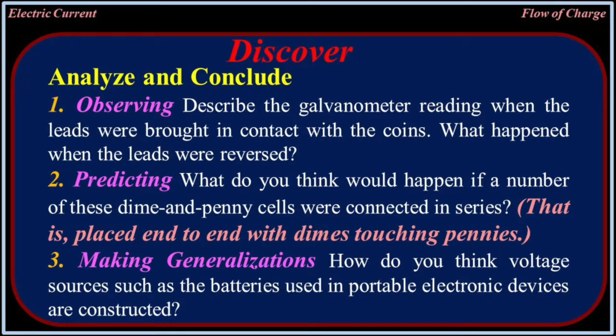Analyze and conclude. Observing: describe the galvanometer reading when the leads were brought in contact with the coins. What happened when the leads were reversed? Predicting: what do you think would happen if a number of these dime and penny cells were connected in series, that is, placed end to end with dimes touching pennies? Making generalizations: how do you think voltage sources such as the batteries used in portable electronic devices are constructed?